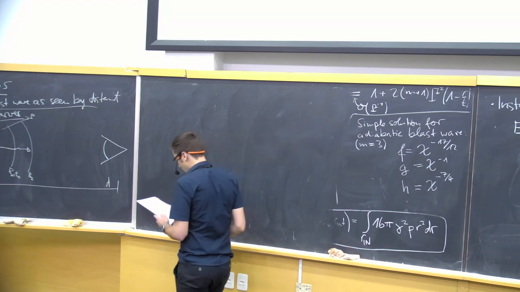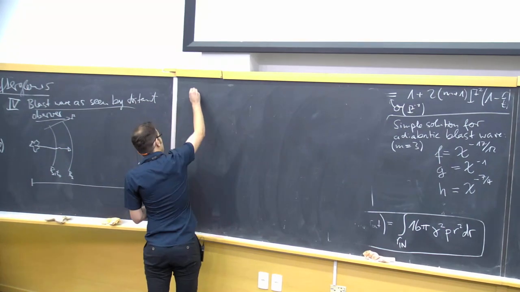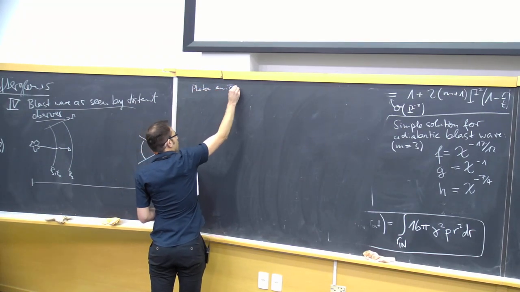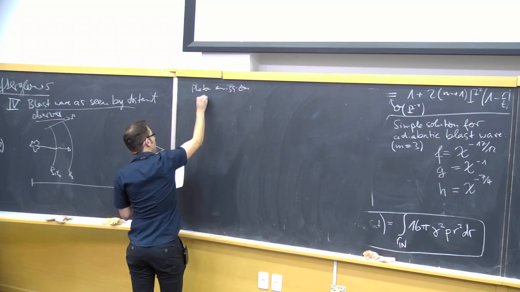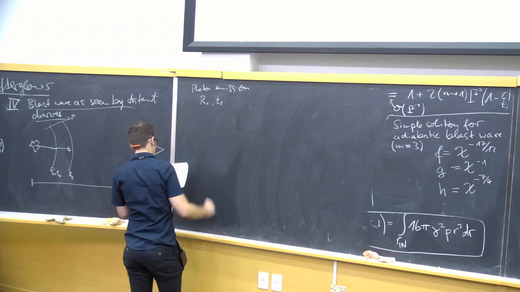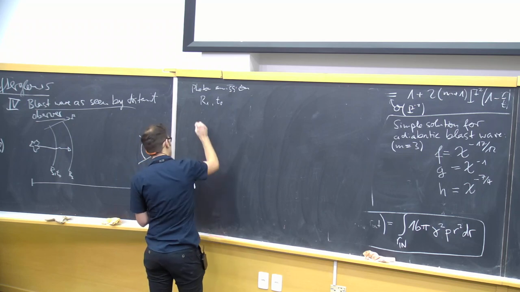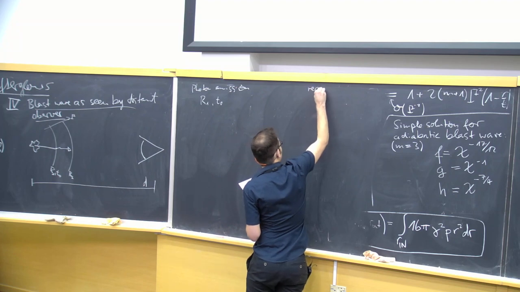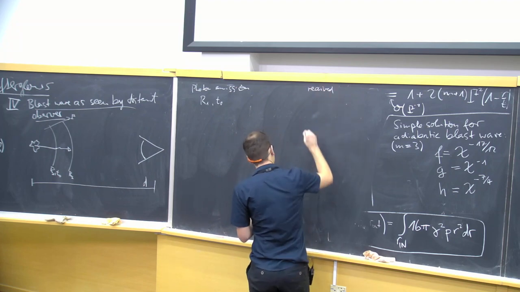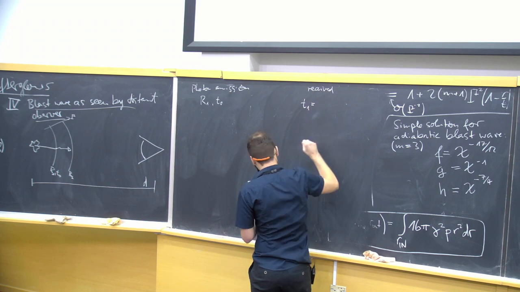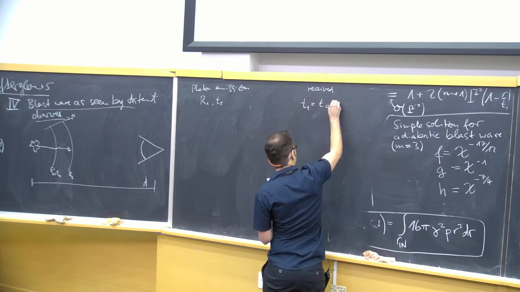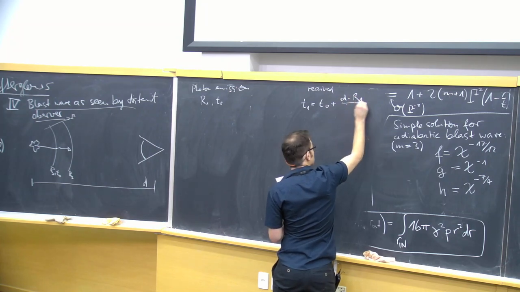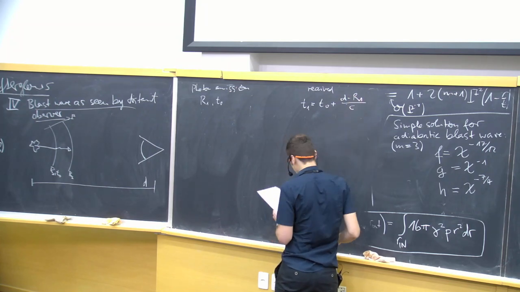At time t1. So let's see, say photon emission occurs at radius r1 and t0. So it'll be received by the observer at time t1, which is t0 plus simply the time of flight of this photon, right?